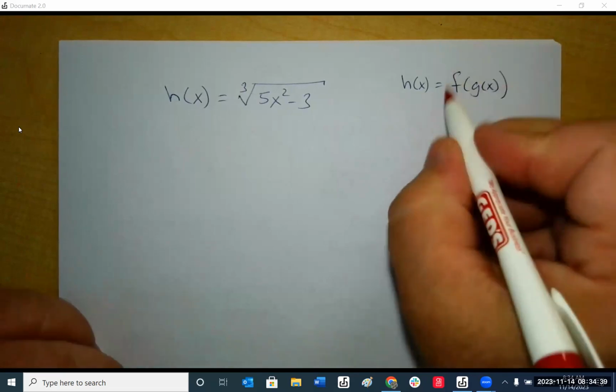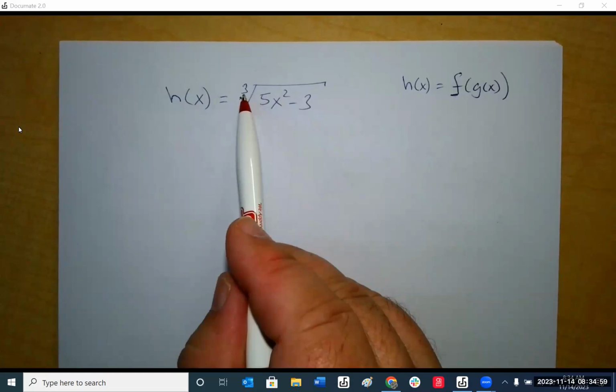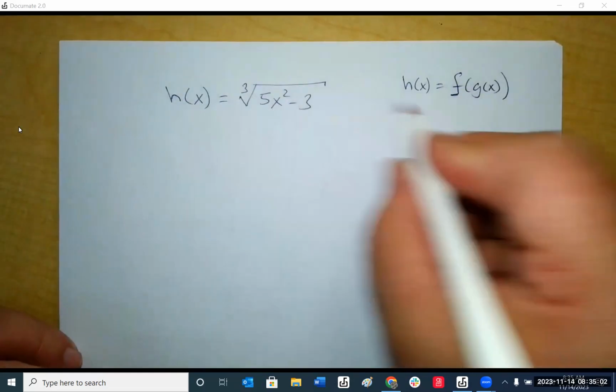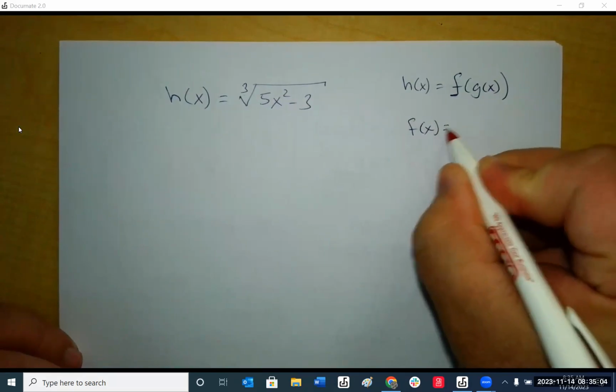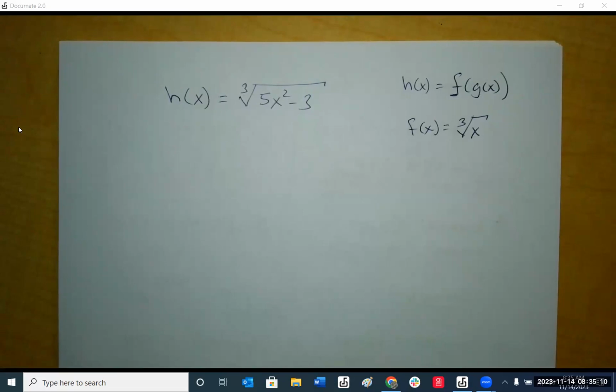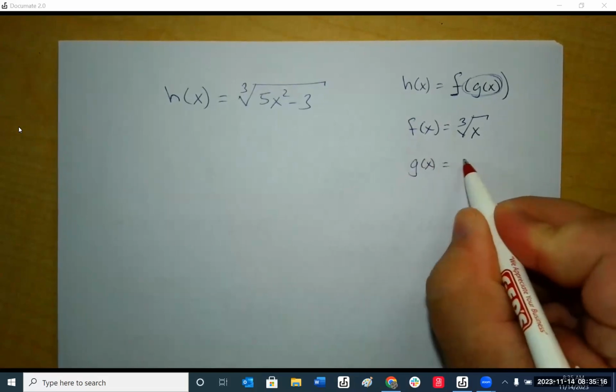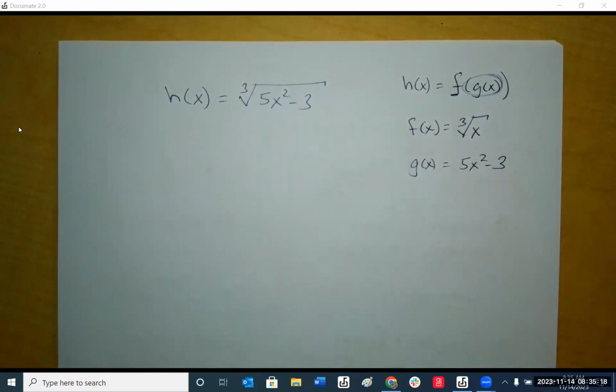First off, look for the outer function. Remember, these all have to be in the library of functions. In this example, is there anything that looks like something on that sheet? Cube root of x. Yes. So the outer function, the f of x, is the cube root of x, because that's on the outside. What's on the inside? 5x squared minus 3.